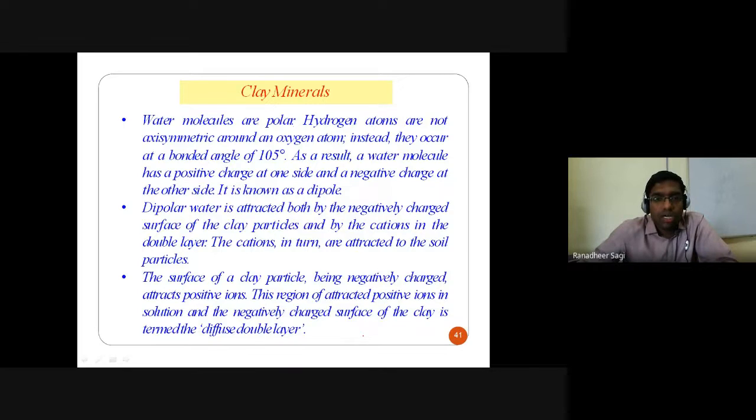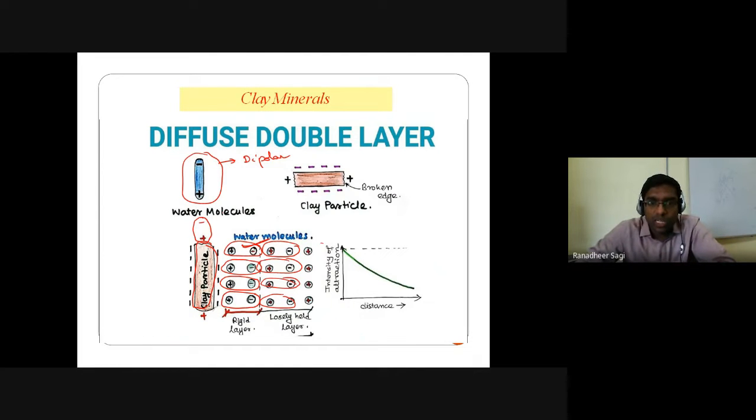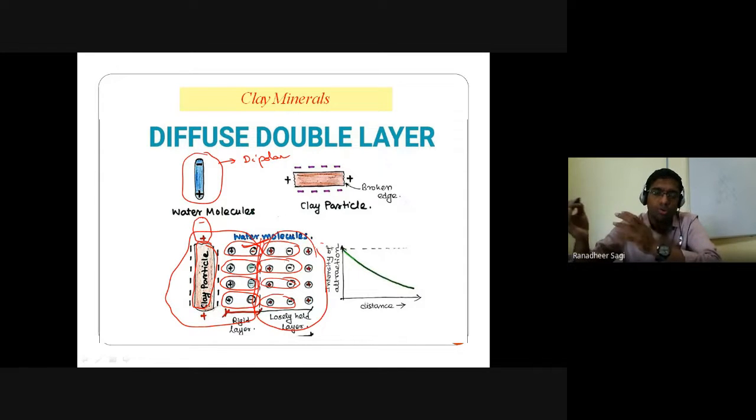If we look at our earlier slide, this particular zone of water molecules adjacent to the clay particle is what we call a rigid layer, which exhibits a strong bond between the water molecule and the clay particle. However, the other water molecules adjacent to this rigid layer are also affected by the force of attraction of the clay particle, even though they are slightly away from it. The water molecules even in this zone have some influence from the attraction capacity of your clay particle.